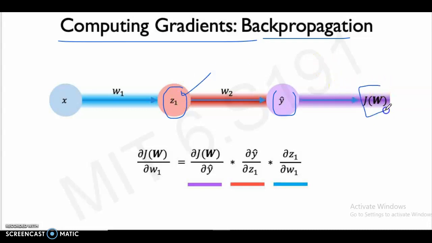J of W is the jth weight. Partially differentiate the jth weight W with respect to W1. This one partially differentiates with respect to this.